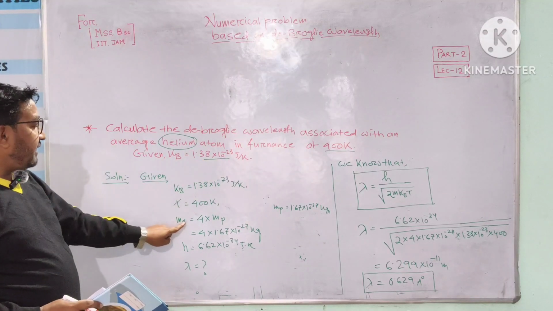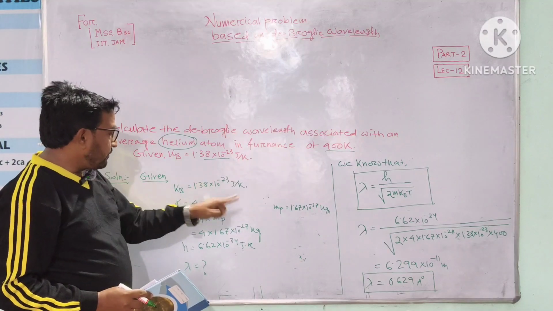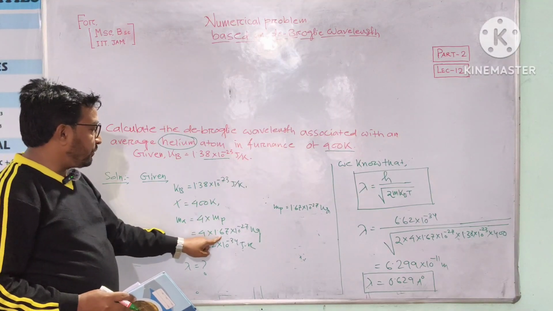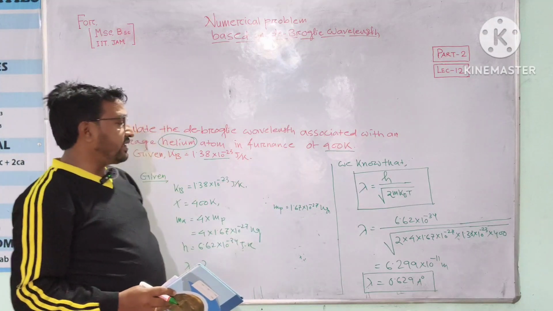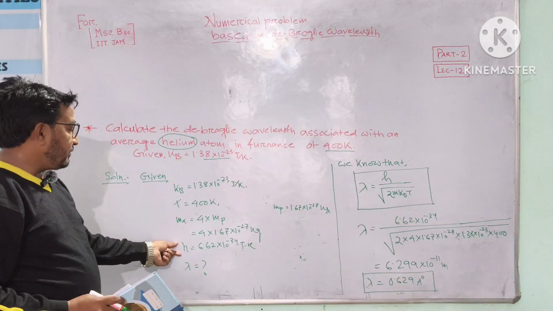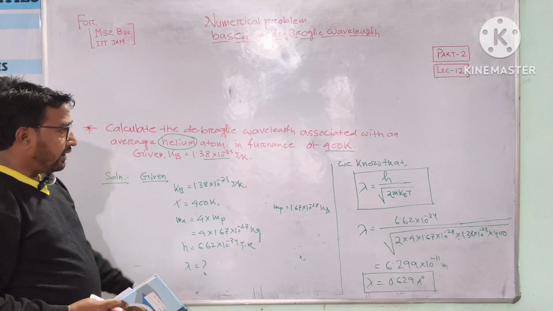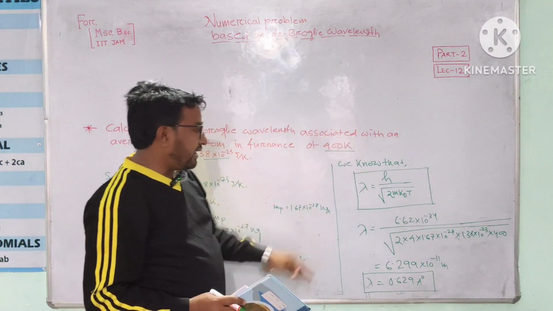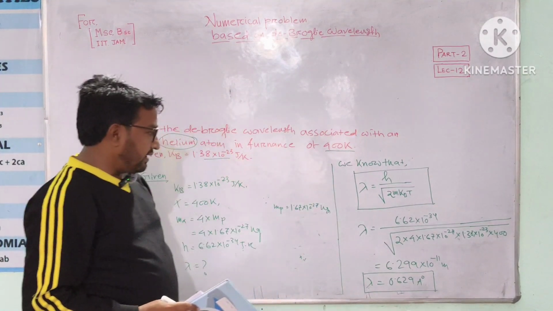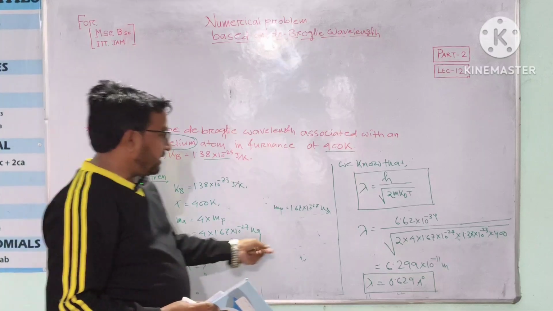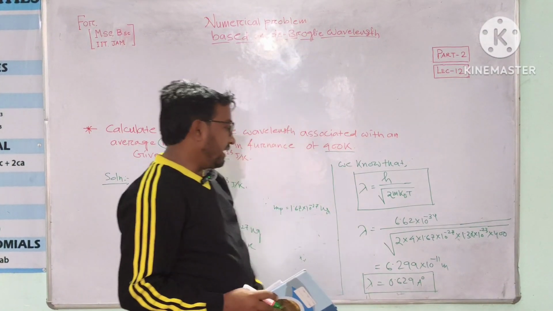And mass of alpha particle is 4 times the mass of proton. So 4 into 1.67 into 10 to the minus 27 kg, because we know that mass of proton equals 1.67 into 10 to the minus 27 kg, and h, Planck constant, equals 6.62 into 10 to the minus 34 joule second, and lambda equals what? We know that lambda equals h by under root of 2 m kB T. This is the expression of de Broglie wavelength in terms of the temperature. So when all the values are substituted in this equation, after solving this part, we get 0.629 angstrom.